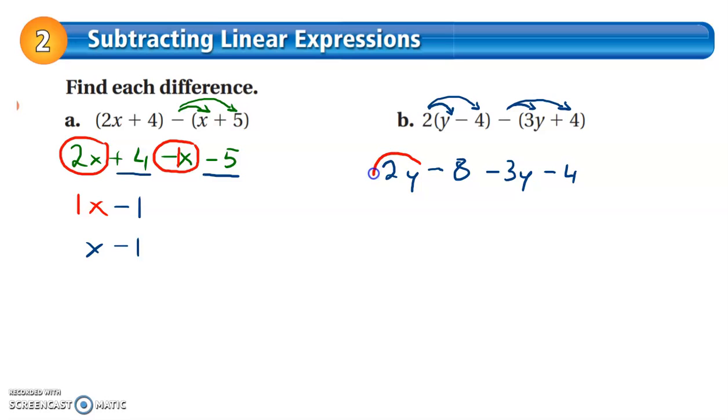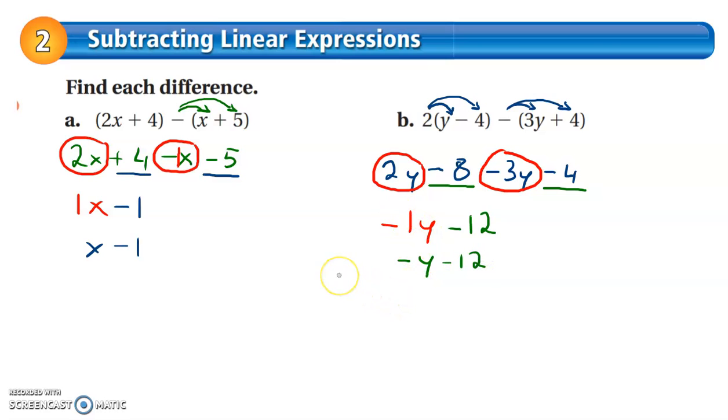Start with the variable terms. Circle these. 2y. Remember to always include the sign in front of the term. 2y minus 3y is negative 1y. And then negative 8 and negative 4 gives us a total of negative 12. Or we could just write this as negative y minus 12, because the 1 is implied.